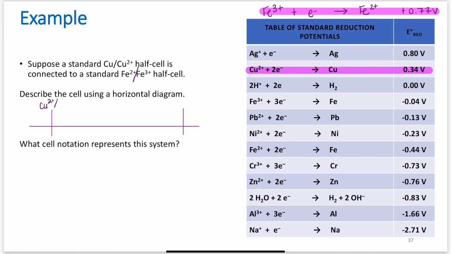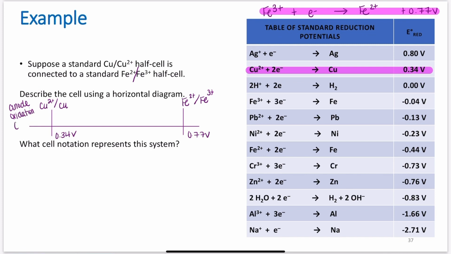I apologize. I'm so used to writing on the board and having space. And then iron 3 plus, iron 2 plus here. My copper has a cell potential of 0.34 volts. My iron is 0.77 volts. And my copper is my anode, where oxidation occurs.